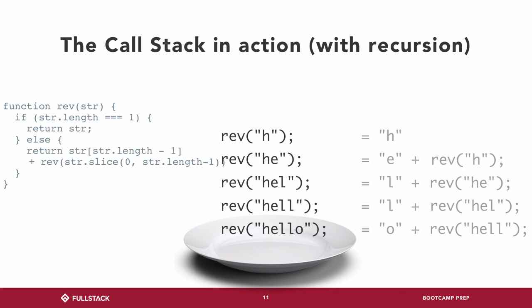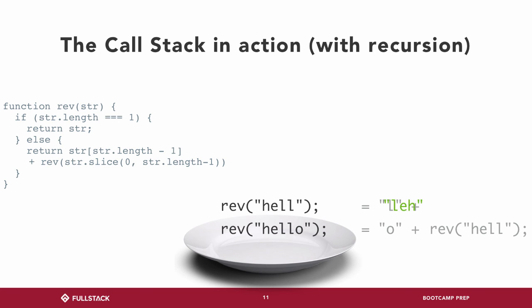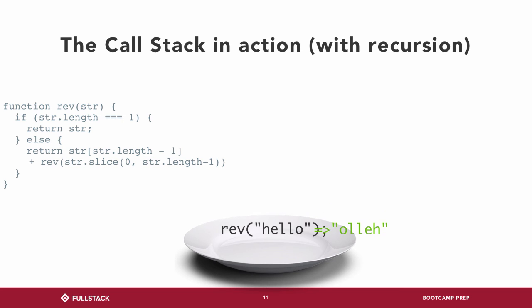Once we get to the base case, we can start returning and popping things off the call stack. So now this equals H, so that gets added here. Now it's EH, that gets added after the L. Sorry, it's a little bit off. The LEH gets added to the L. Now the LLEH gets added to the O, and now we have our end result, and then that gets popped off the call stack.